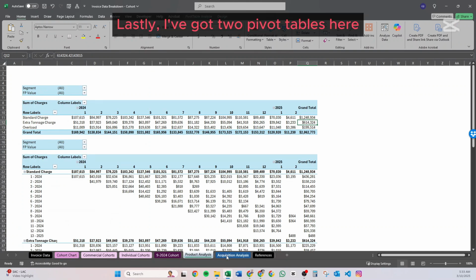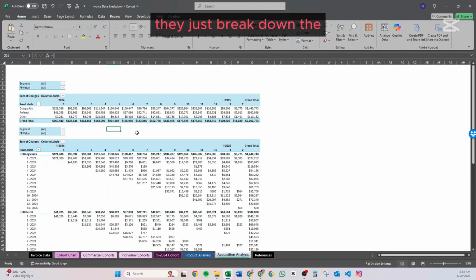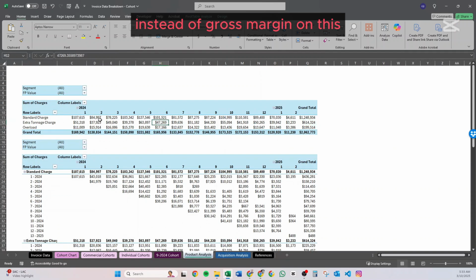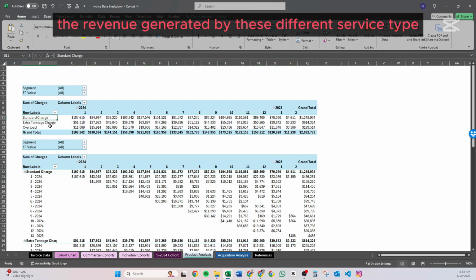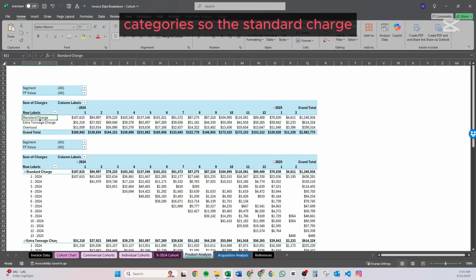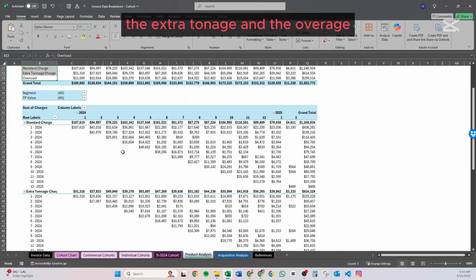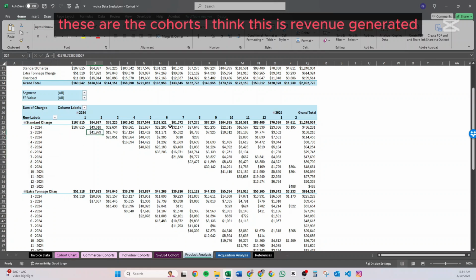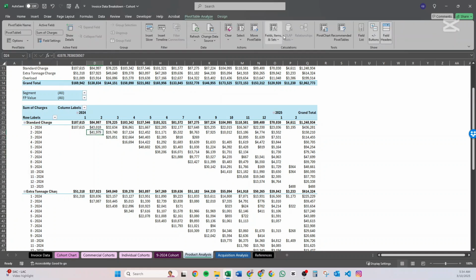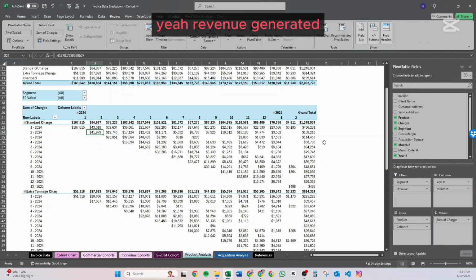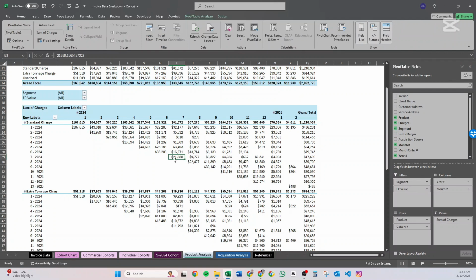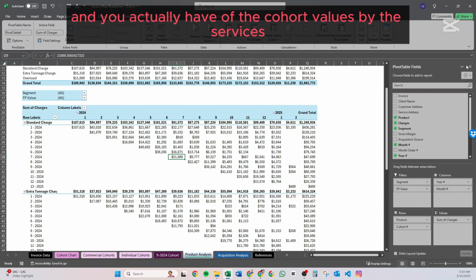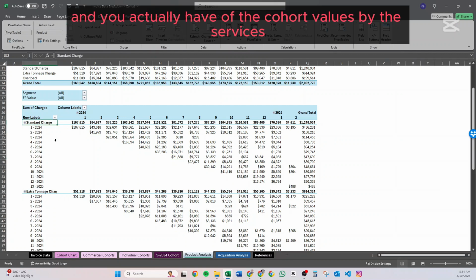And then lastly, I've got two pivot tables here that break down, instead of gross margin, the revenue. So you can see here, this is the revenue generated by these different service type categories: the standard charge, the extra tonnage, and the overage. You can even see here, what is this? Right, these are the cohorts. I think this is revenue generated. Yeah, revenue generated, and you actually have the cohort values by the services.